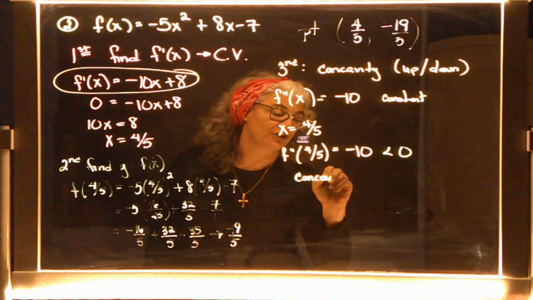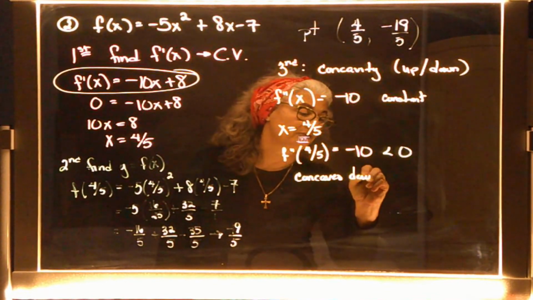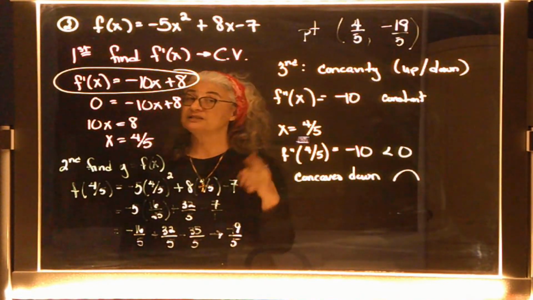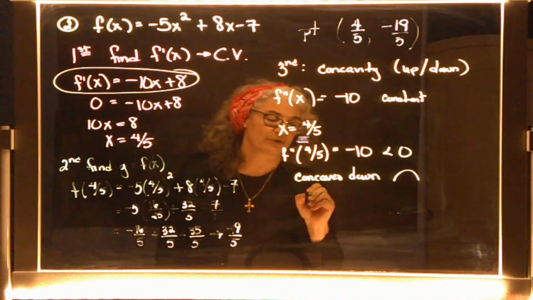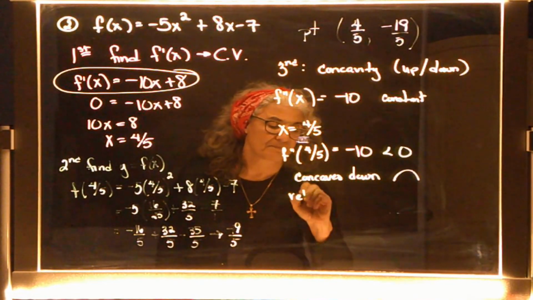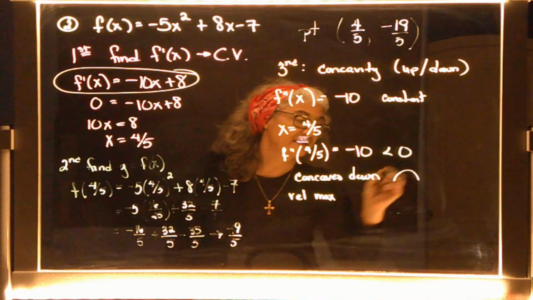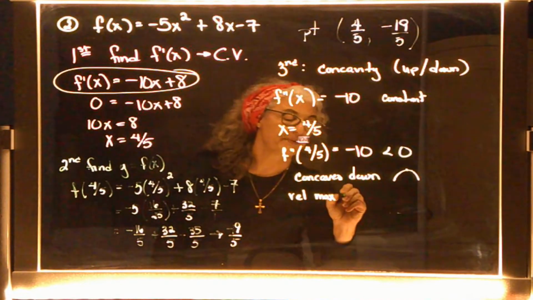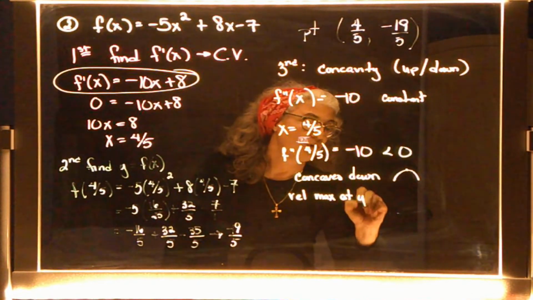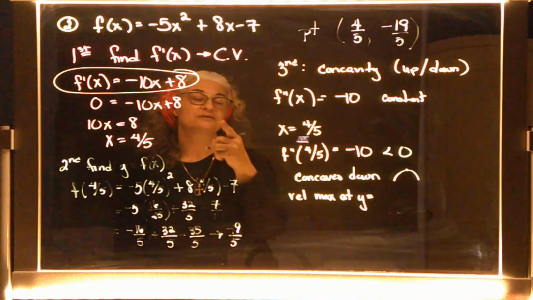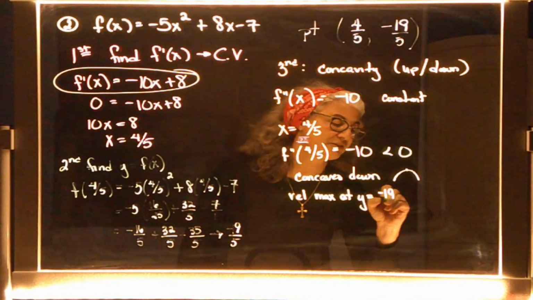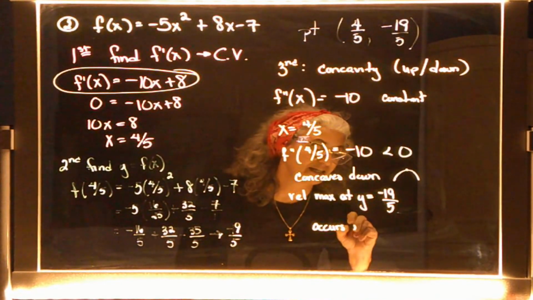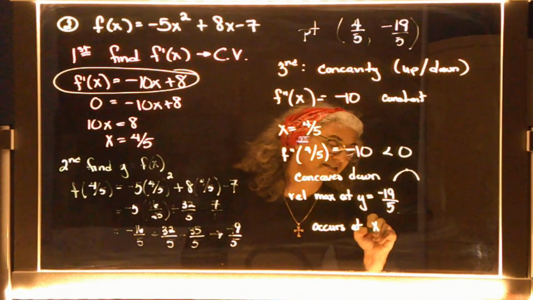So since it concaves down, I'm going to draw my picture. That means we have a relative max. Right? Because it would be here at the top, wouldn't it? So we have a relative max at y equals negative 19 over 5, and it occurs at x equals 4/5.